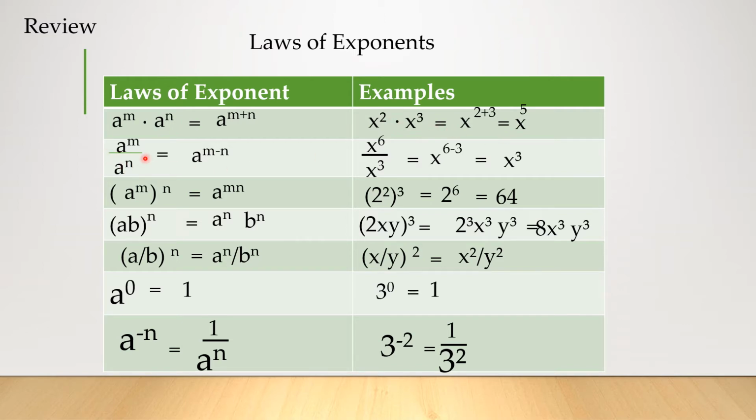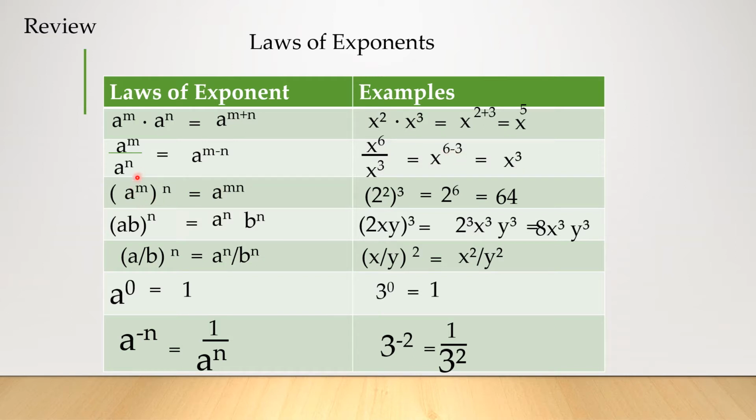Now, in dividing, again with the same base a, what you're going to do is copy the base and subtract the exponents: the numerator's exponent minus the denominator's exponent. Example, x to the 6th power divided by x cubed is equal to x cubed, 6 minus 3.